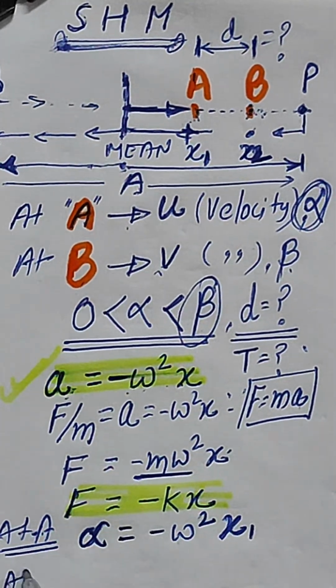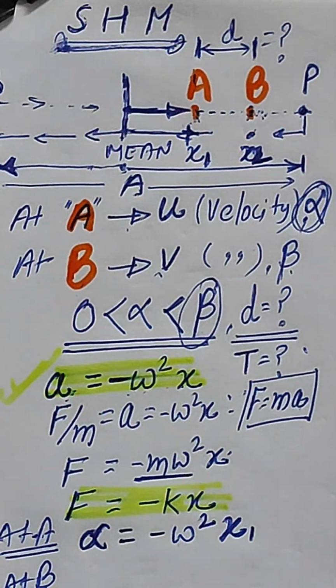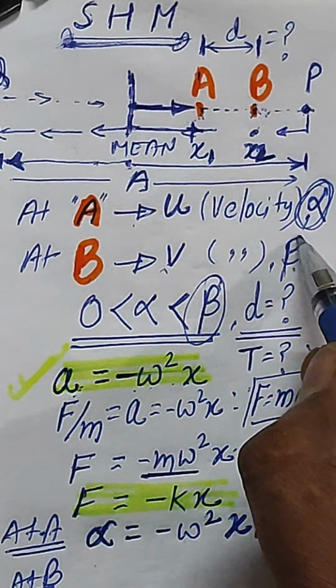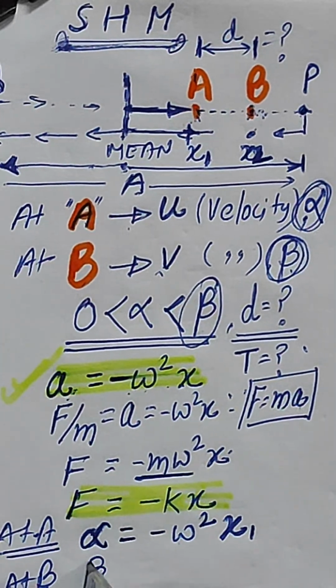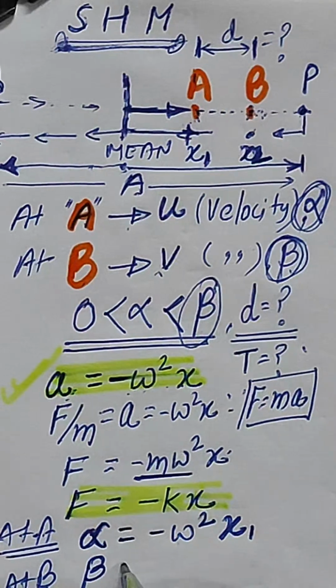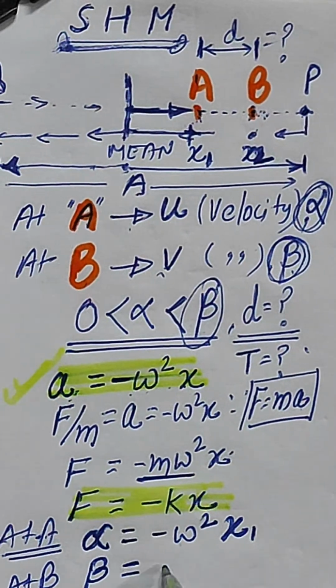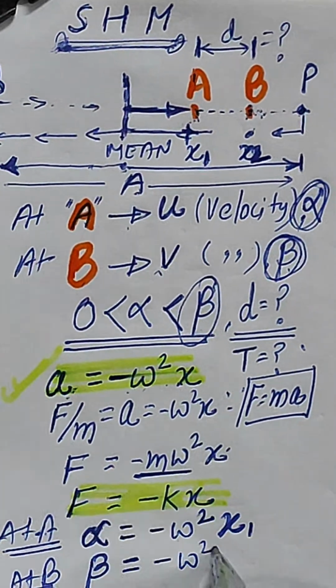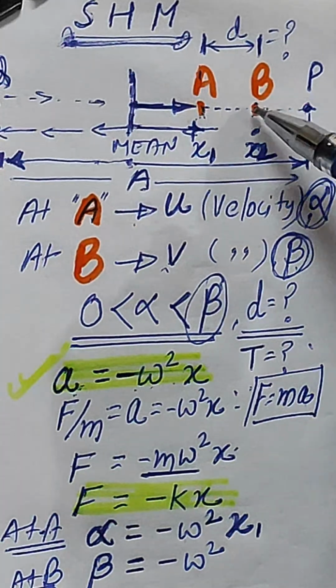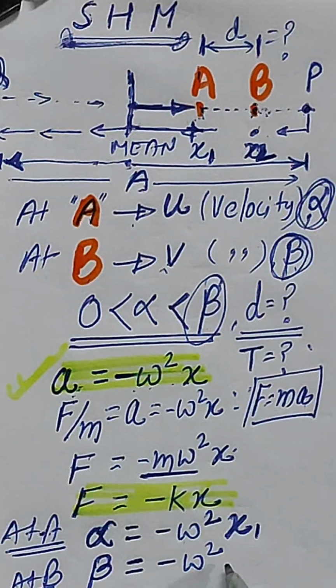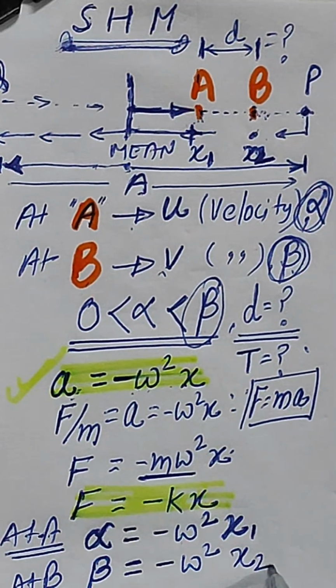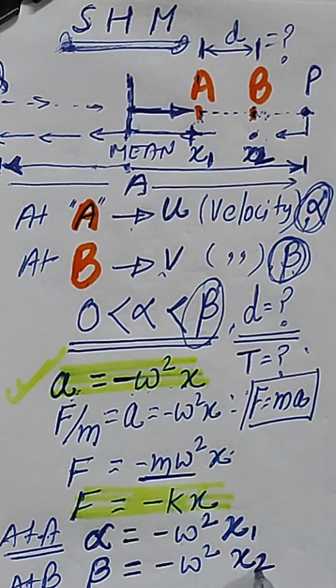Similarly at B, the acceleration is given to you as beta, and you can see the question clearly in the description. So beta is similarly minus omega square, and the position of B from the mean position is x2. So this will be minus omega square x2, my dear friends.